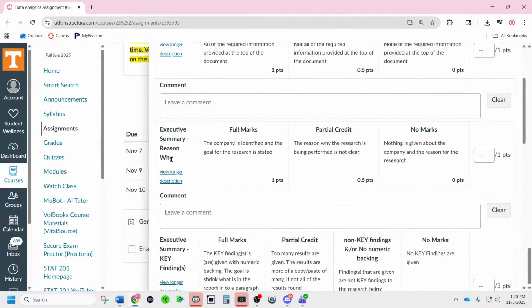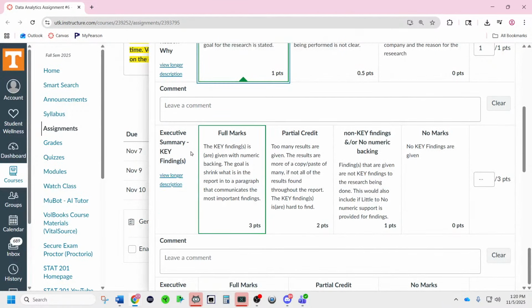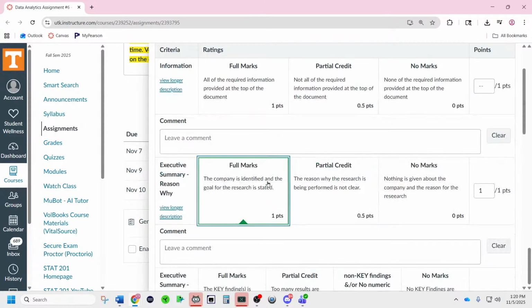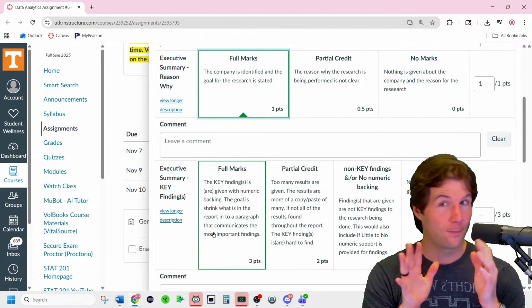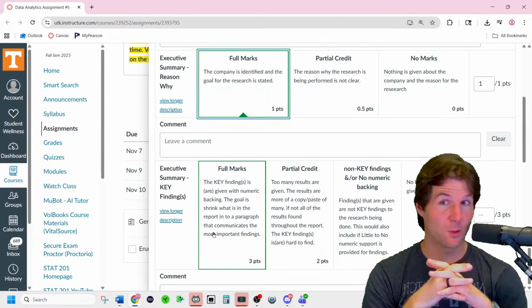You look at the executive summary, the why of it. The company is identified, and the goal of the research is stated. Then you go to the key findings section. So this is only 1 point: who's the company, what are we doing? If you're not very clear, you'll lose half a point. The key findings, and this is where students lose points here. I hope everyone's watching the first part because it's the most important stuff.